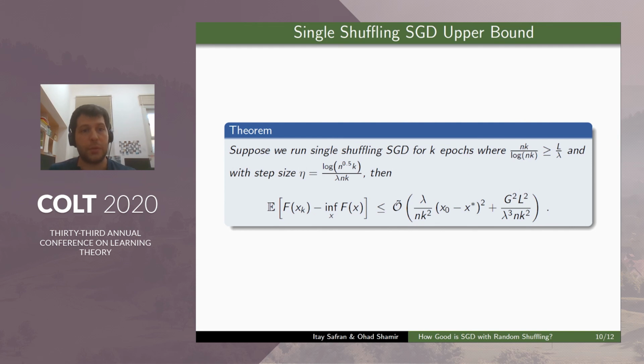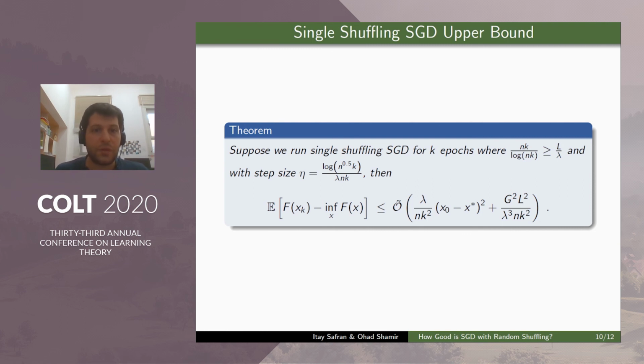And we derive the following theorem for single shuffling SGD. Assuming that the following inequality holds, which is that n times k over the log of nk needs to be at least the Lipschitz parameter L over lambda. This quotient is the condition number, and it's a common assumption made throughout the literature.